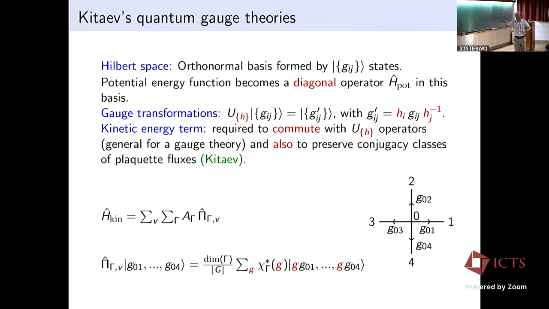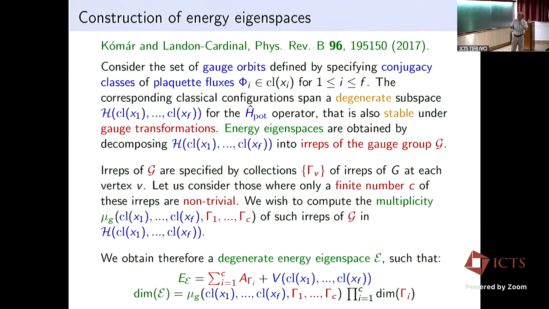So I insist that the A's should be made different to lift the degeneracy. Likewise, we want to lift the degeneracy between different conjugacy classes for the fluxes. So that's a slight generalization compared to the Kitaev model.